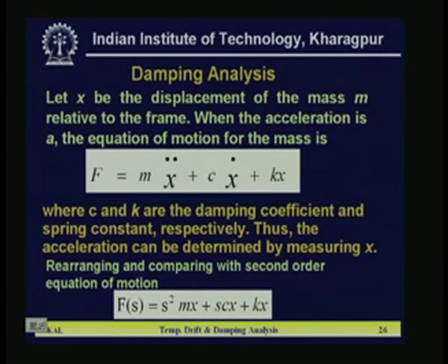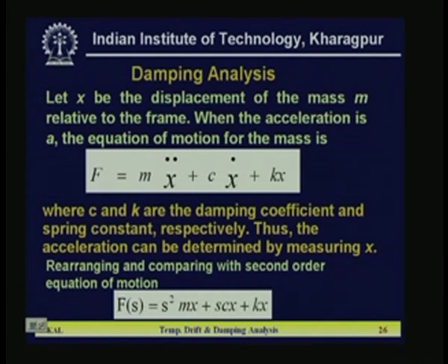and it will give you much more idea of how the damping coefficient is calculated. So, in this the force equation of motion is written, all of you know the equation is F equal to m x double dot plus c x dot plus k x, where c and k are the damping coefficient and spring constant respectively. M is the mass and x is the displacement. The acceleration can be determined by measuring the displacement x.